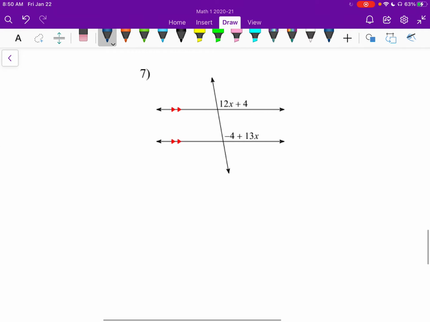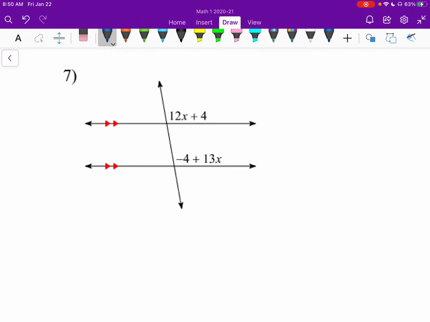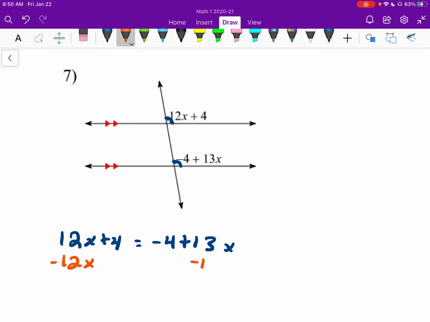Number 7. If we look at our 12x plus 4 up here, the other angle is a corresponding angle, right? And corresponding angles are equal. So 12x plus 4 is equal to negative 4 plus 13x. I'm going to move my x's to the right side, so I'm going to subtract 12x from both sides. And I'm going to move my constants to the left, so I'm going to add 4 to both sides. Right, so from that I can cancel my 12s, I can cancel my 4s, and I'm getting 8 equals x.